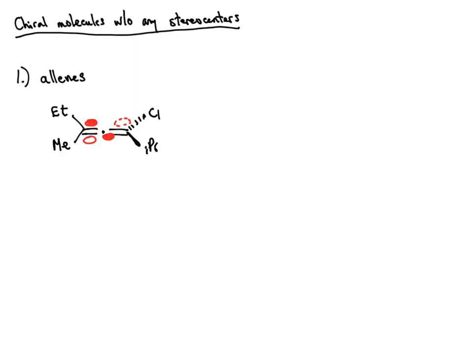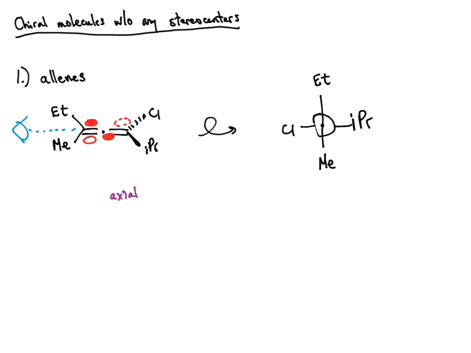And so what we can do is take a look at this molecule from a Newman projection standpoint, look down the barrel of that bond, and what we'll see is that we have a center carbon that has an ethyl group pointing up, a methyl group pointing down, and on the back we have a chlorine atom pointing to the left and an isopropyl group pointing to the right. And this gives this molecule a helicity to it. Now this is a form of chirality known as axial chirality.